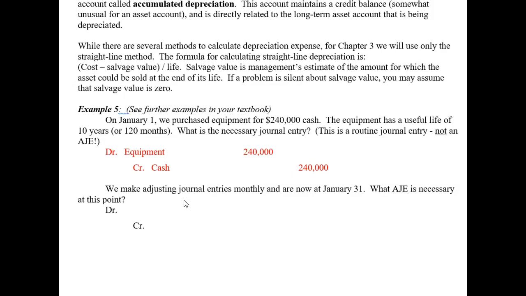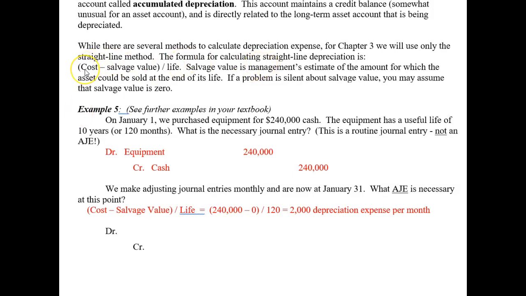We make adjusting journal entries monthly, and we are now at January 31st. What is the adjusting journal entry necessary at this point? Let's do some calculations first. Remember that the formula to calculate straight-line depreciation is cost minus salvage value divided by life. And I had told you that if the problem is silent with respect to salvage value, you may assume that salvage value is zero.